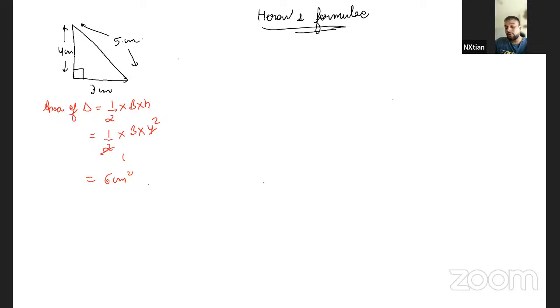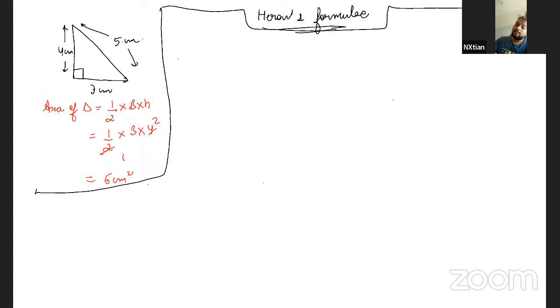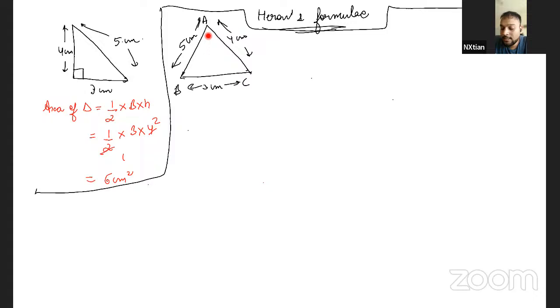Now for a while, don't write, please. I'll tell you about Heron's formula. For example, the height is not given, and only the sides of a triangle are given. We'll take this triangle ABC, and it is given that this is 5 centimeter, this is 4 centimeter, and this is 3 centimeter. In this, there is no height. There is no side which makes 90 degrees with the base. Understood, guys? Turn on your camera, please.